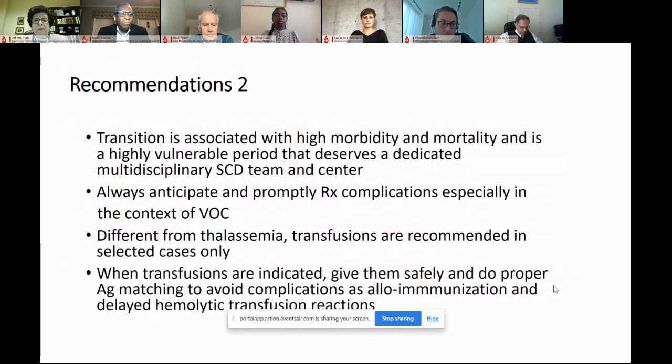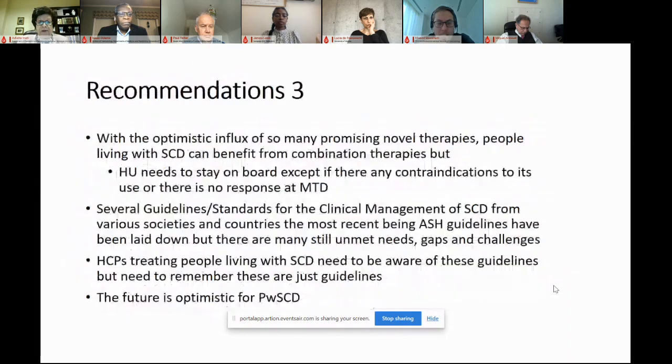Transition is associated with high morbidity and mortality, and is a highly vulnerable period that deserves a dedicated multidisciplinary sickle cell disease team and center. We need to anticipate and promptly treat complications, particularly in the context of VOC, because these could result in unpredicted sudden death and significant morbidity. And different from thalassemia, transfusions are recommended in sickle cell disease in selected cases only, and when they're indicated, you need to give them safely and do proper antigen matching to avoid complications such as alloimmunization and delayed hemolytic transfusion reaction.